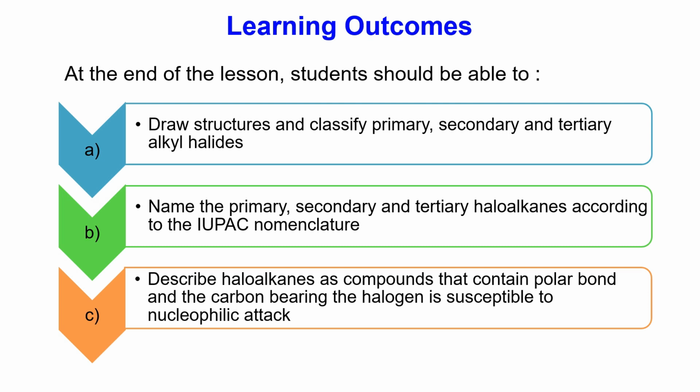For learning outcomes, at the end of the lesson, students should be able to draw structures and classify primary, secondary, and tertiary alkyl halides. Then, name the primary, secondary, and tertiary haloalkanes according to the IUPAC nomenclature. And the last learning outcome is to describe haloalkane as compounds that contain a polar bond, where the carbon bearing the halogen is susceptible to nucleophilic attack.